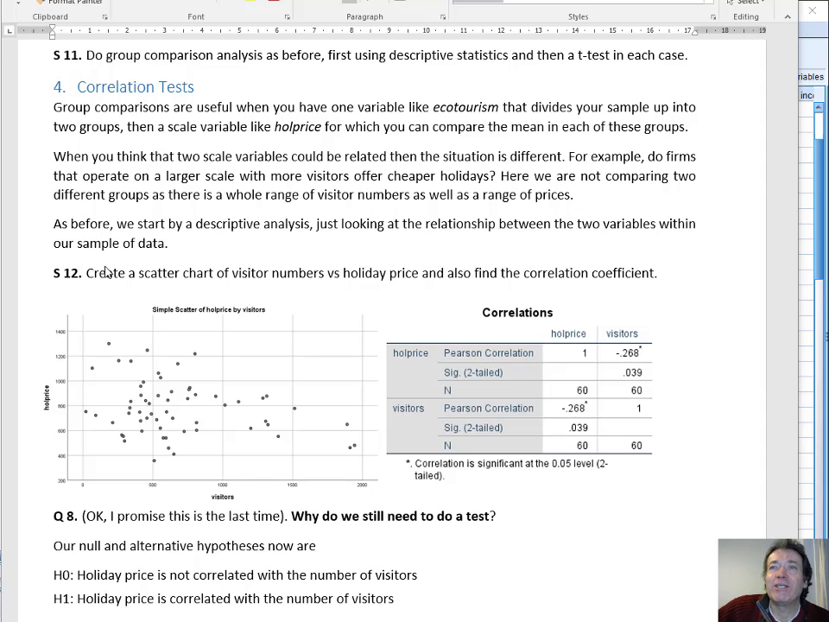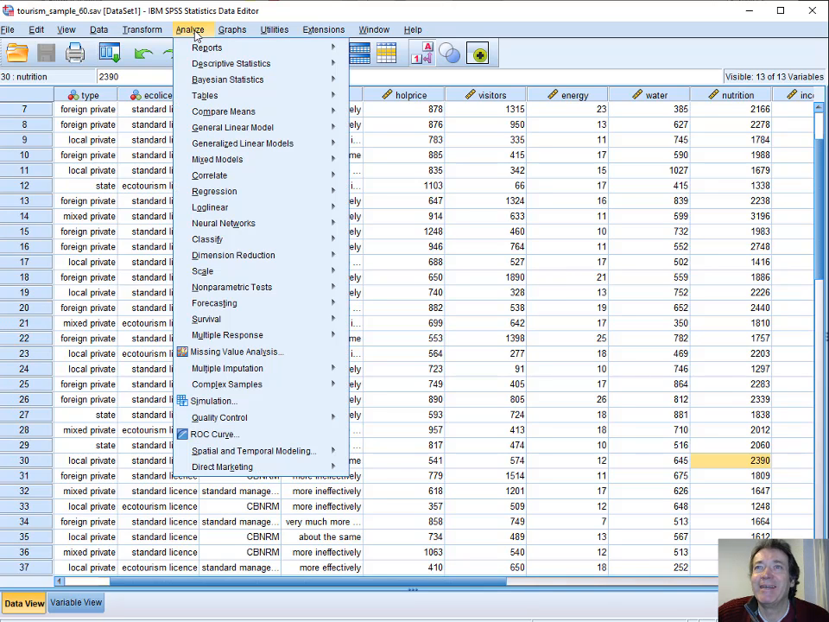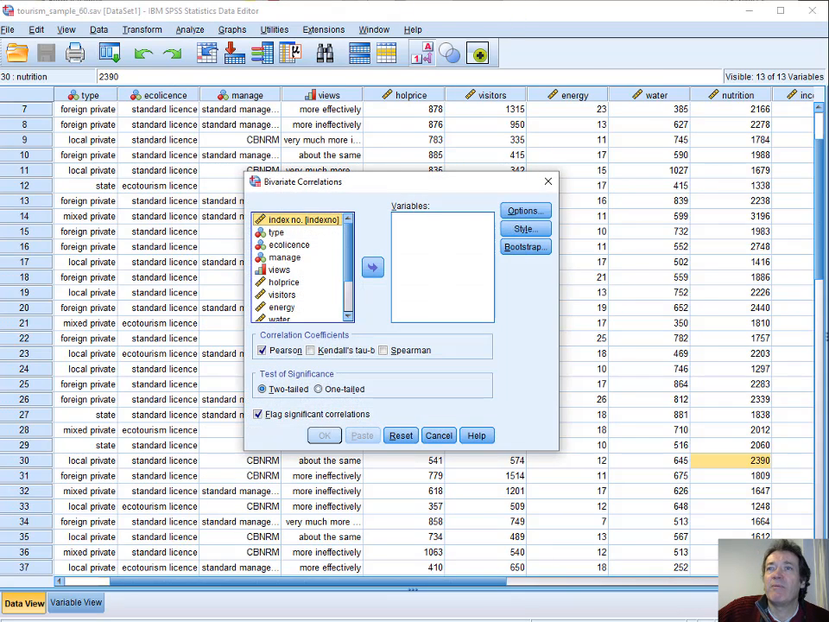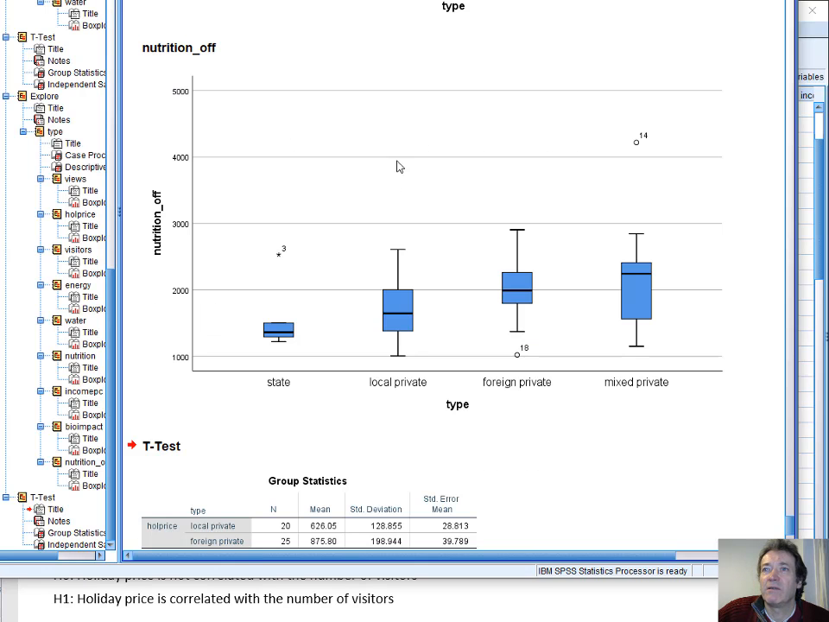Here we're onto correlations. So, to make a scatter chart of visitor numbers against holiday price, this is stuff you've done before. And really this correlation test is no big leap, as you'll see, because you've pretty much done it already. So go for correlate, bivariate. The big challenge is remembering which variables you're looking at for two seconds. So holiday price and visitors.